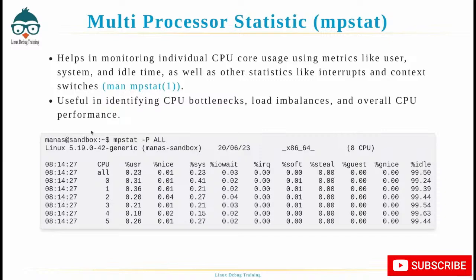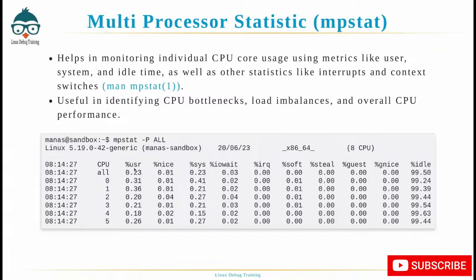In the example below, the first row indicates the overall CPU usage and the rows below indicate the statistics of the individual CPU cores. mpstat provides enhanced CPU usage indicators. Let's discuss the significance of each indicator.